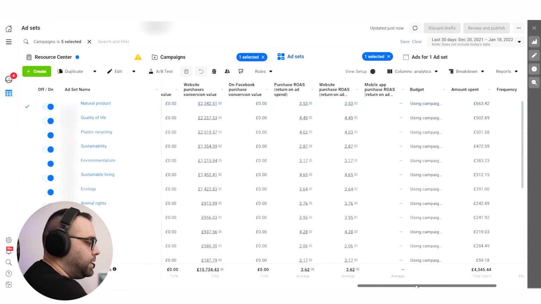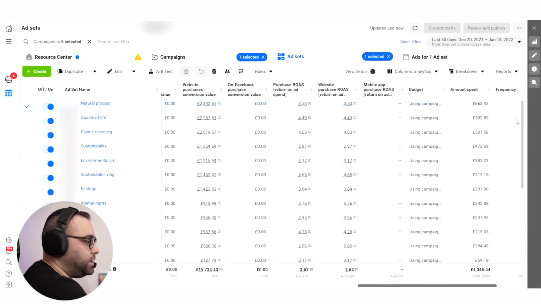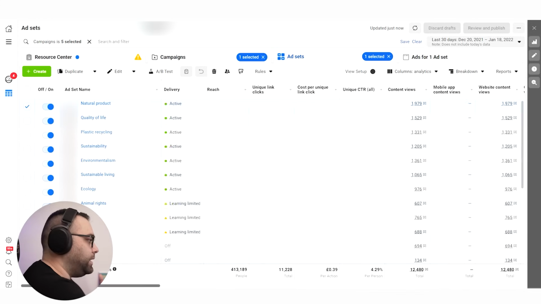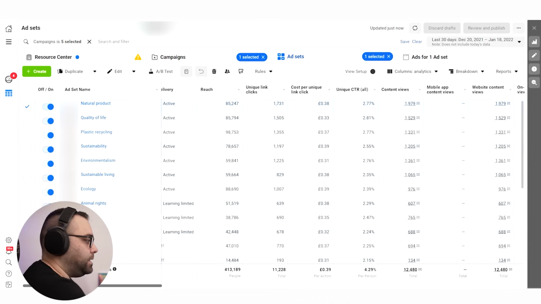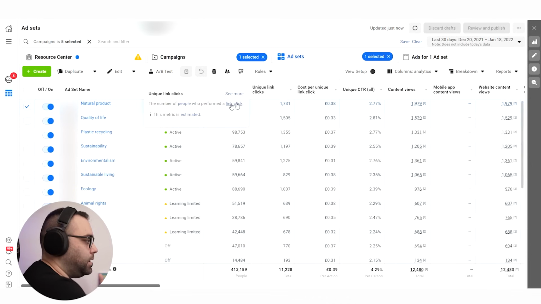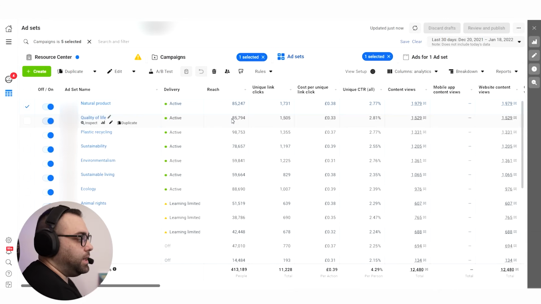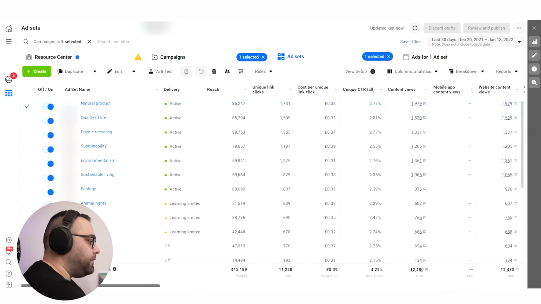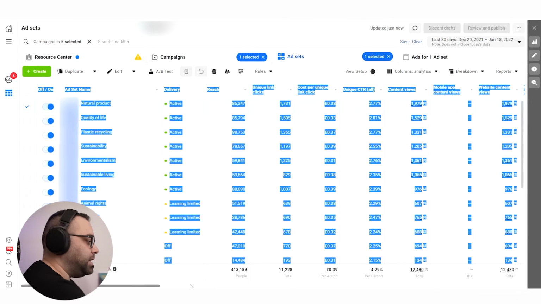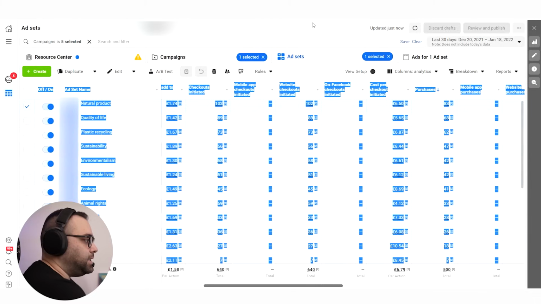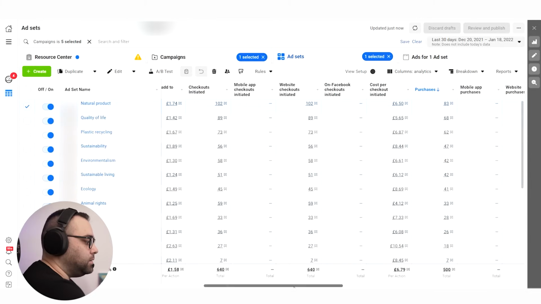Okay, and then we know that if we see here, it spent 663, having some... where is it? See, 85K people, it was actually reached. We have to target so much more, okay? And Facebook is actually giving us a sign here saying that, hey, this ad set is working very well.